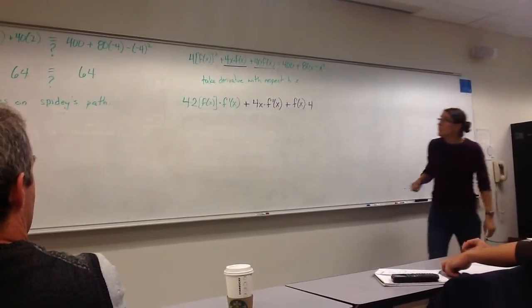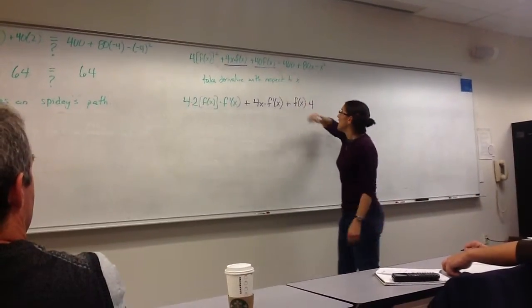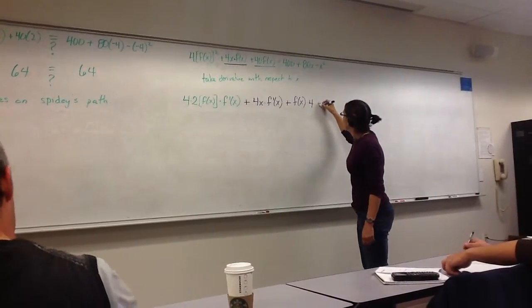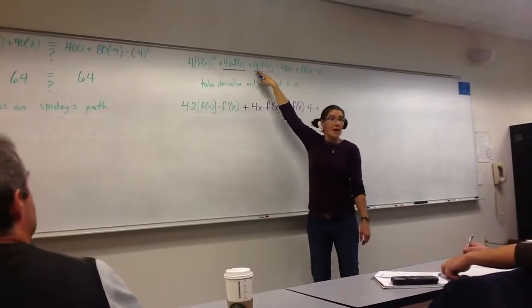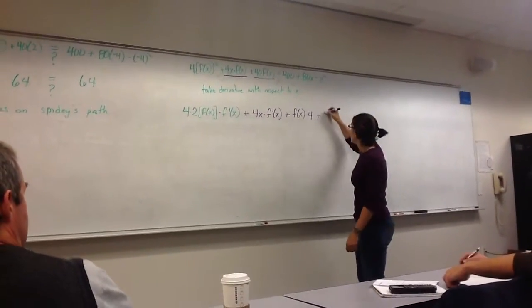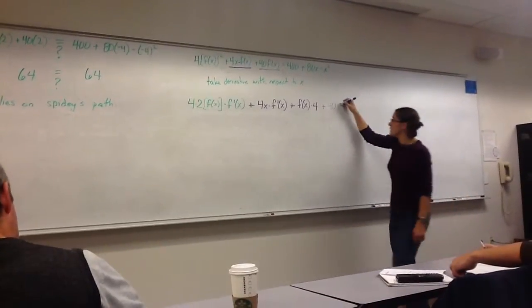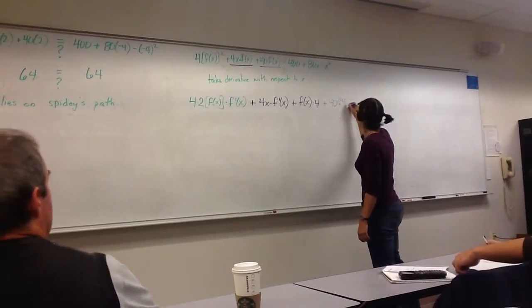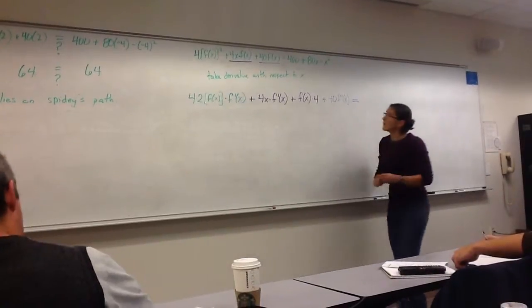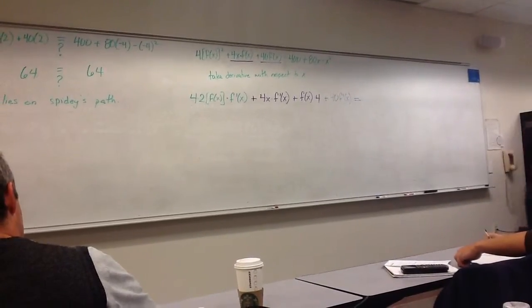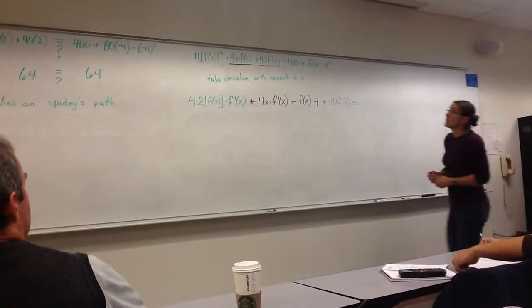Okay, so now I'll go into my next term, the 40 times f of x. And so here we have a constant times something that's changing, so I can carry along that constant, the 40, and take the derivative of the f of x, and so its derivative is f prime of x. And now we're up to our equals sign.